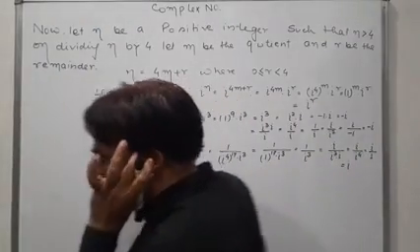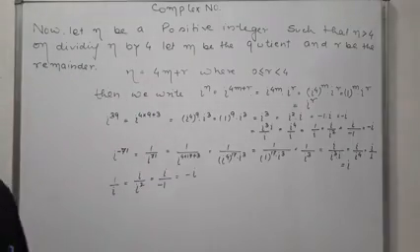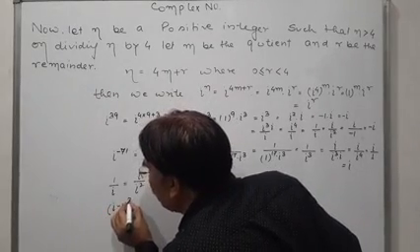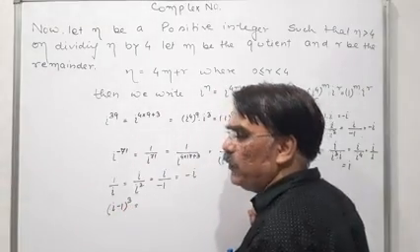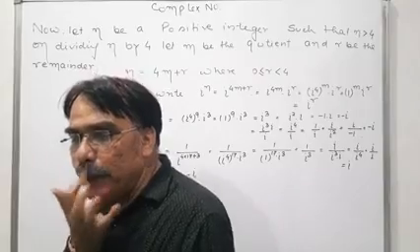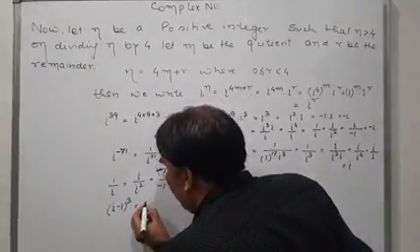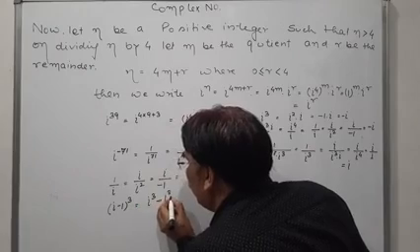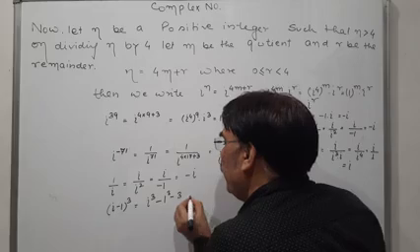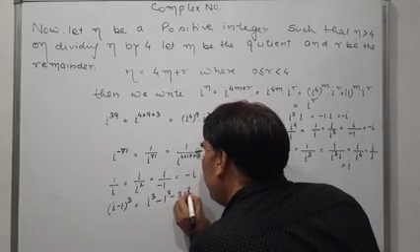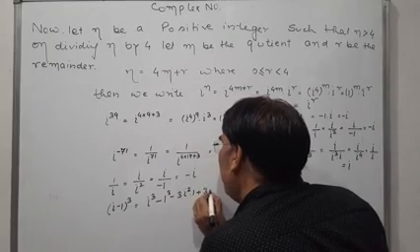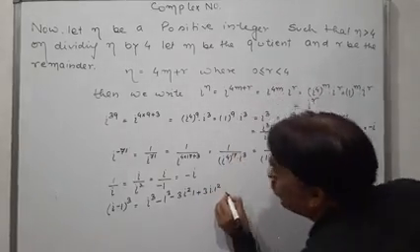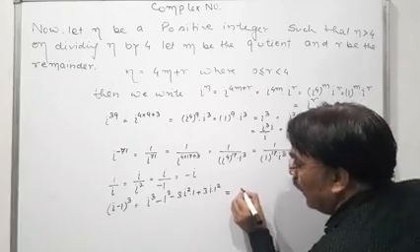If we want to find out the value of (i minus 1) to the power 3, that is (a minus b) whole cube, we will apply the formula. You know the formula for (a minus b) whole cube: a cube minus b cube minus 3a square b plus 3a b square. Problem? Let's see.